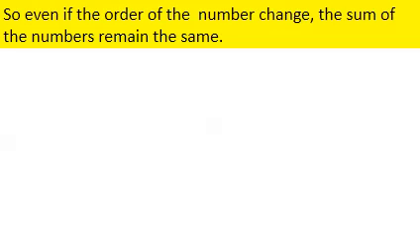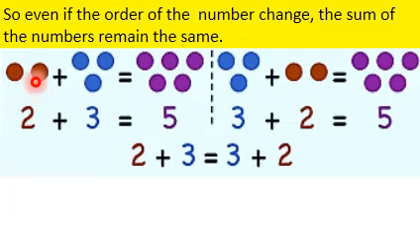Here you can see that there are 2 dots and we add 3 more dots, that is 2 plus 3 is equal to 5. And in the second example, we have 3 dots and we add 2 to 3, so we get 5. So children, here we can see that 2 plus 3 is equal to 3 plus 2. That is, even if we are changing the order of 2 or 3, we get the sum as the same number.